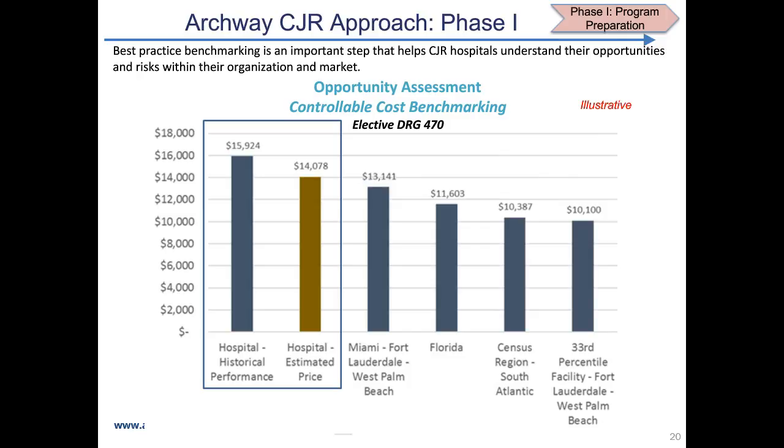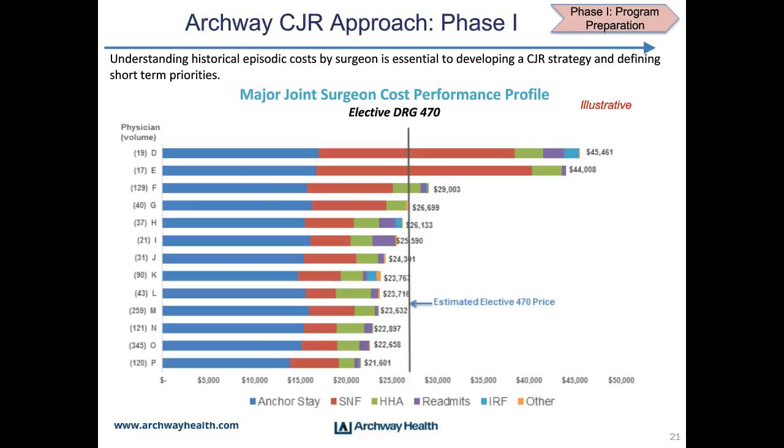Once we have that level of information, we really want to drill more deeply into what's driving this. So this is a look at all the physicians, all the surgeons in a hospital that perform joint surgery and looking at their total cost of care on average, comparing that to the price for the hospital and understanding where those costs are going. So if we look at the top physician here, Dr. D, obviously very high cost physician. We want to dig into why, what's going on. These are not fractures, so this is not like he's caring for all emergency patients. This is, again, elective 470s.